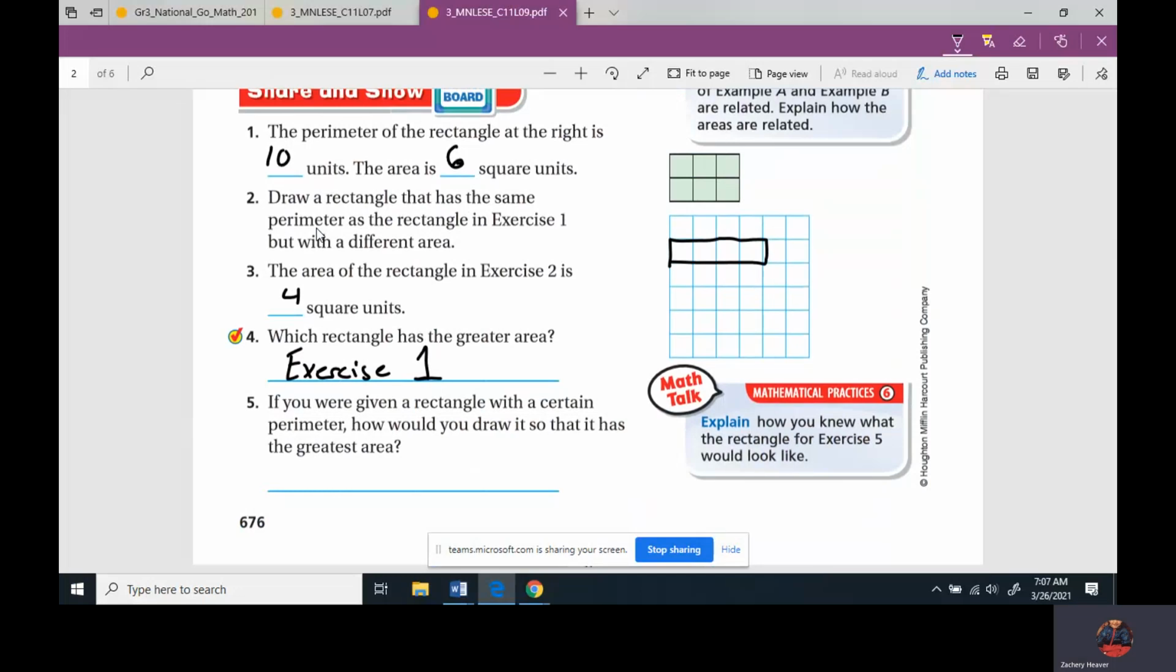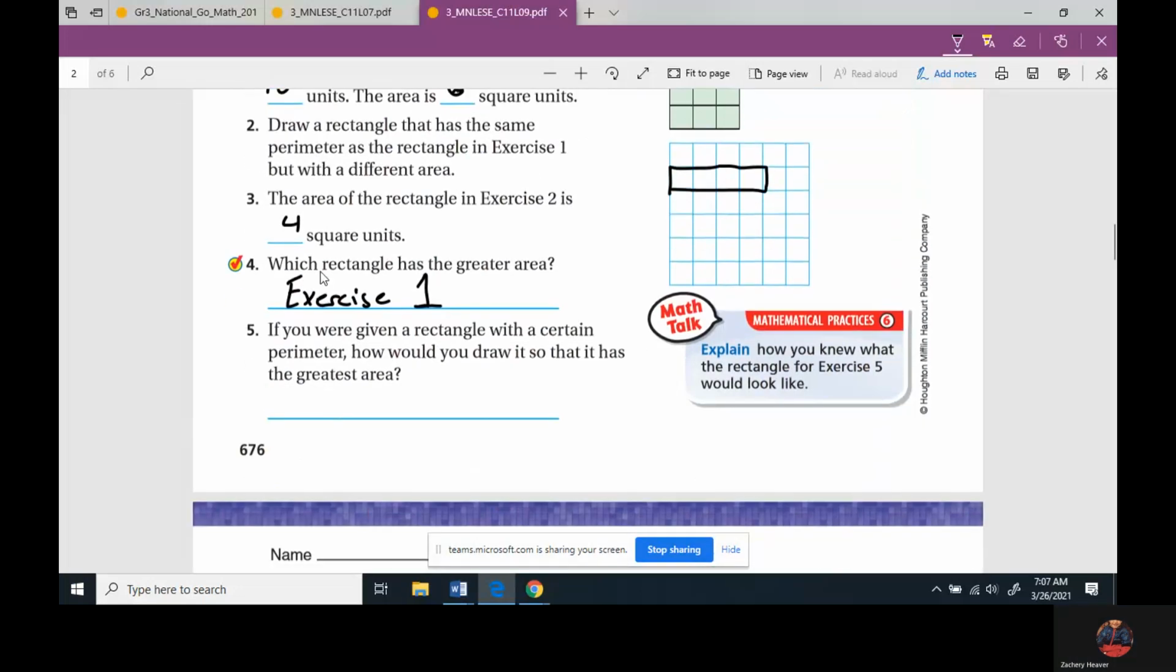If you were given a rectangle with a certain perimeter, how would you draw it so that it has the greatest area? We would need to space it out as much as we could, but within the given set. So how would you draw it? I would use factors that are close.